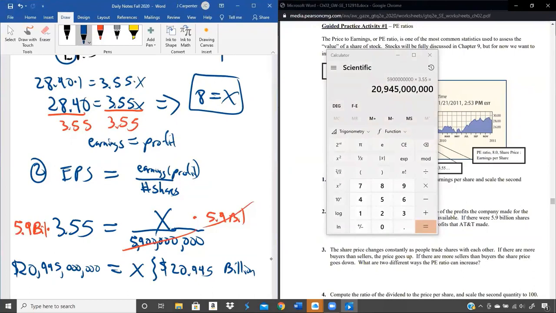So this company over the past year profited $21 billion, roughly, just rounding it out. Now, profit is not just how much money they made. Profit is the difference of what they earned and what they paid. So you have income and expenditures as a business, and profit is the difference of those two things. It's the difference of money coming in and money going out.